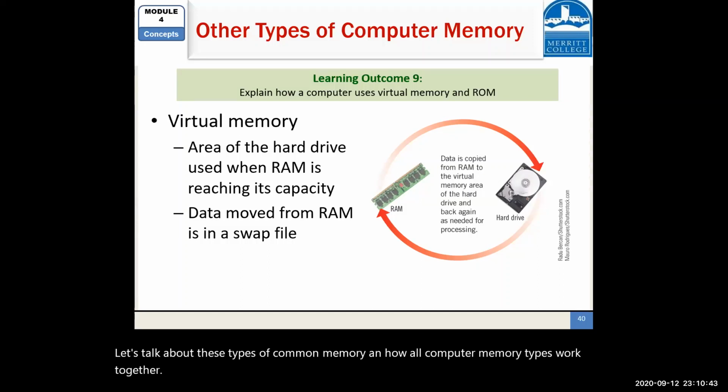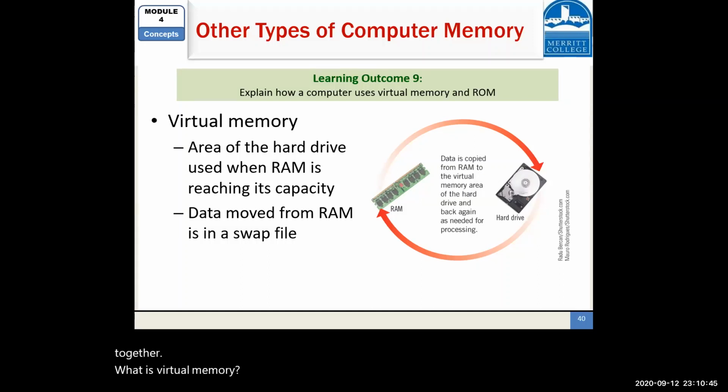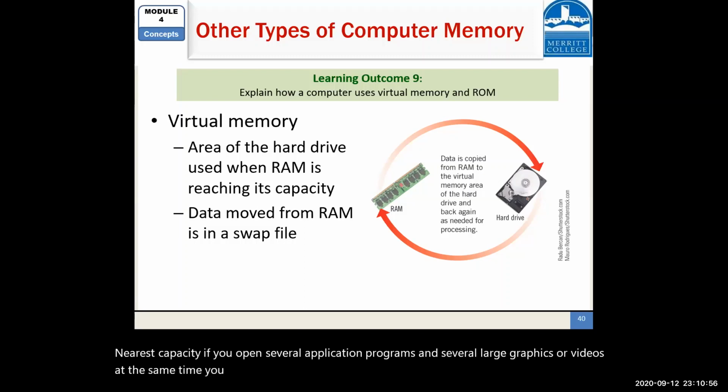What is virtual memory? When RAM nears capacity, if you open several application programs and several large graphics or videos at the same time, you can push RAM to its limit. When this occurs, the computer slows down. You might notice that it takes longer to load a screen or respond to a command.